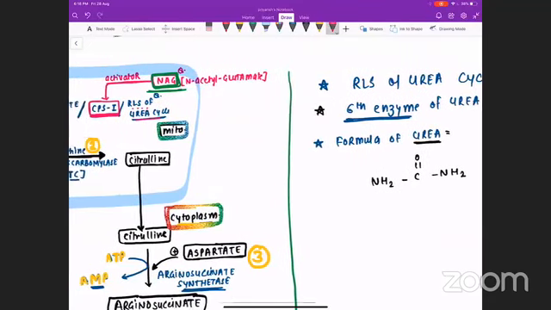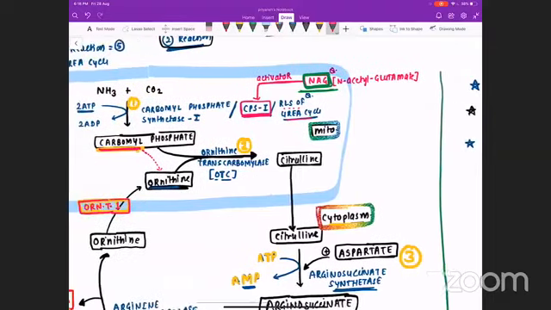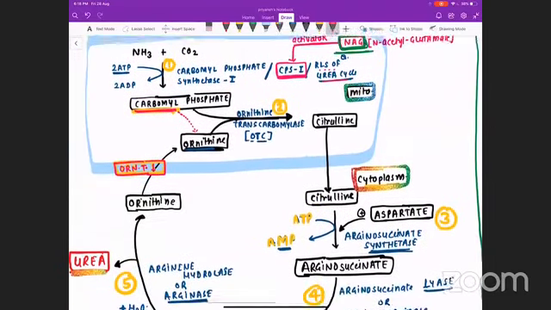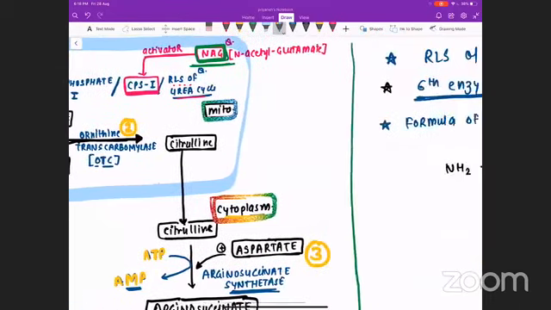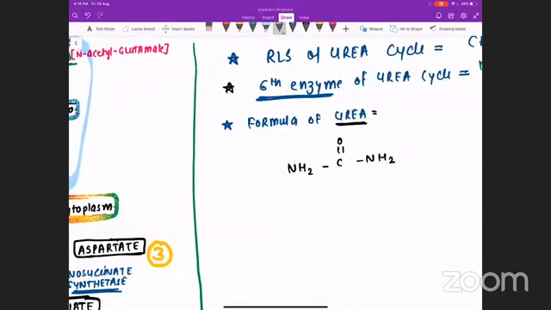If you see the pathway, now everyone just pay attention on the pathway. We have started with 1 molecule of ammonia and 1 molecule of carbon dioxide. If you see the formula of urea, what I can say is, this first nitrogen is donated by ammonia. That is very clear. This CO group is given by the carbon dioxide.